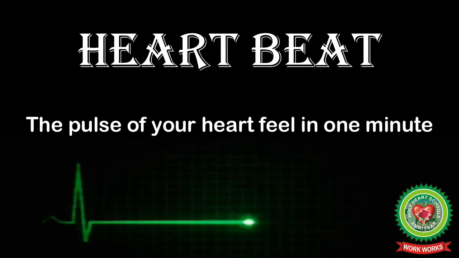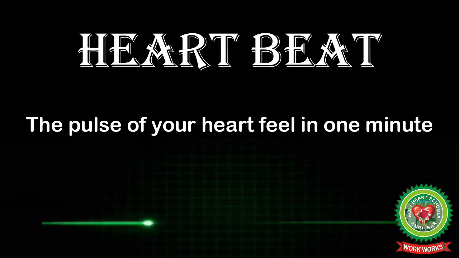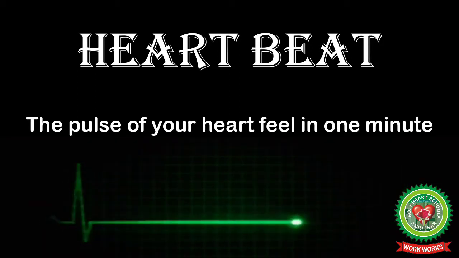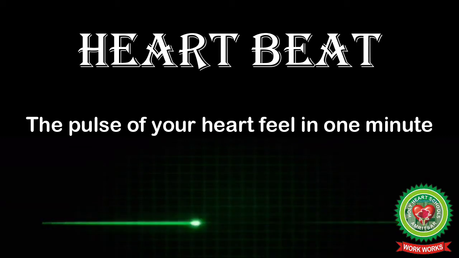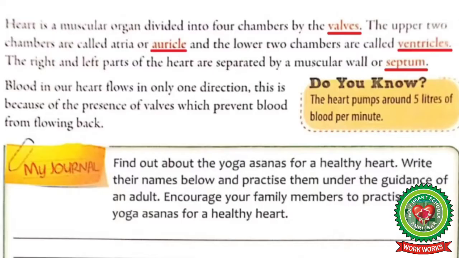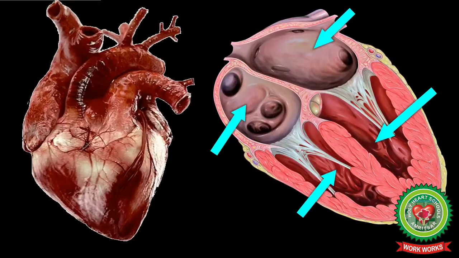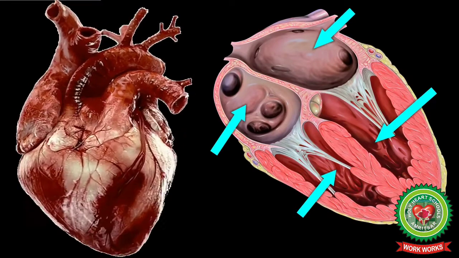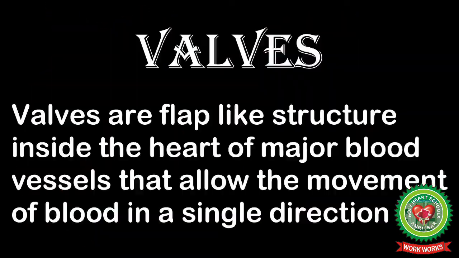Students, through pulse you can count the number of times you can feel the beat in 1 minute, and this is your heartbeat or heart rate. Now let's discuss structure of heart. Heart is a muscular organ divided into 4 chambers by the valves.